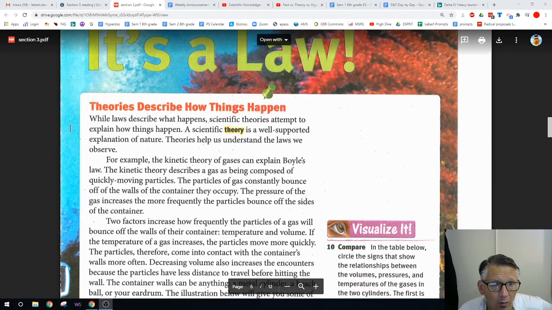Theories describe how things happen. While laws describe what happens, scientific theories attempt to explain how things happen. A scientific theory is a well-supported explanation of nature. Theories help us understand the laws we observe.